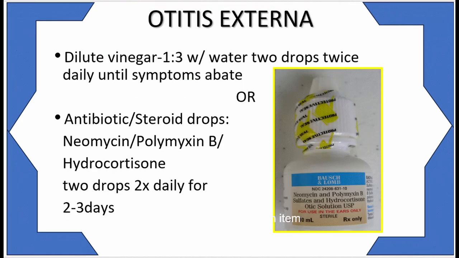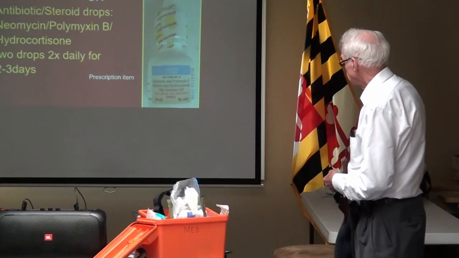So for external otitis, what can you do? You can make your own eardrops from vinegar and water. One third vinegar, two thirds water, two drops twice a day, and the symptoms should abate. So that's the cheap way to do it. Or you can get this prescription, steroid and antibiotic, neomycin, polymyxin, and hydrocortisone, and it has directions on the bottle, twice a day, for 2 or 3 days, 2 drops.